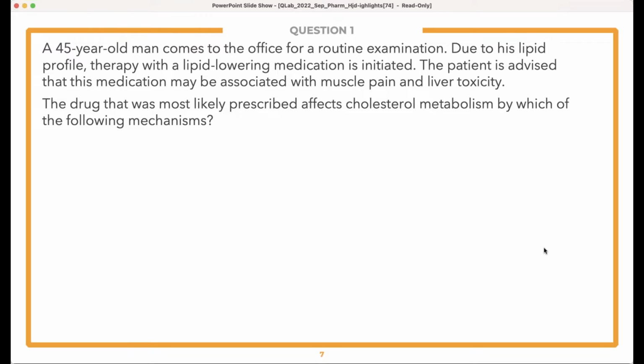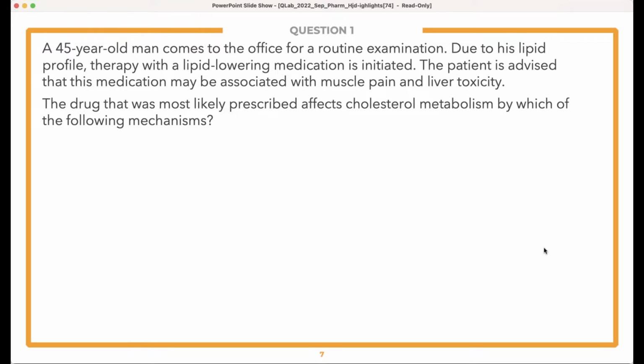A 45-year-old man comes to the office for a routine examination. Due to his lipid profile, therapy with a lipid-lowering medication is initiated. The patient is advised that this medication may be associated with muscle pain and liver toxicity. So again, the question: the drug that was most likely prescribed affects cholesterol metabolism by which of the following mechanisms? Think about that question. Think about what you were looking at there in the vignette. Let us know in the question box how many steps you think it will take to reach that answer. Do you think it's a 1-step, 2-step, or 3-step question?